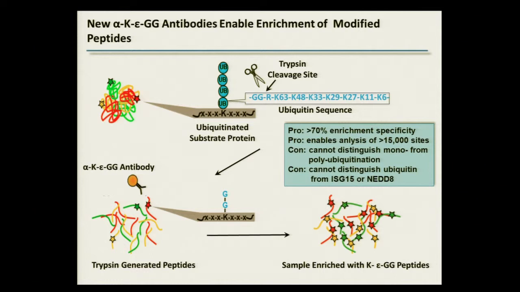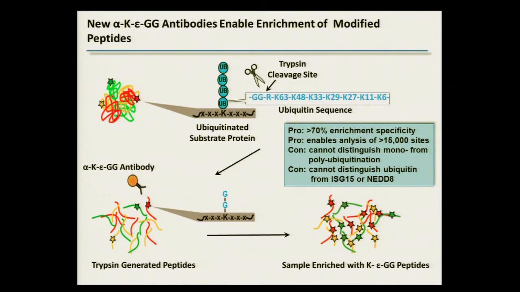And this antibody is really nice. It works pretty well, and you can see that we can achieve enrichment specificity of over 70%. This enables us to analyze greater than 15,000 KGG sites in a single experiment. Namrata has even put this number to greater than 20,000 if you spend a little more measurement time here. And a disadvantage here is that you cannot distinguish mono from polyubiquitinated protein forms. And you cannot distinguish ISG15 or NEDD8 from ubiquitin. But as ISG15 and NEDD8 are really low abundant compared to ubiquitin, more than 95% of all sites that you identify are ubiquitin sites.